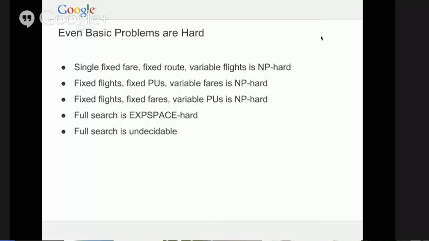Now, I don't have time to go through the proofs for all of this, but I will go through two of them, because the nice thing about these two proofs is that they just follow from very fundamental parts of the airline pricing framework, and they're not that difficult to understand.